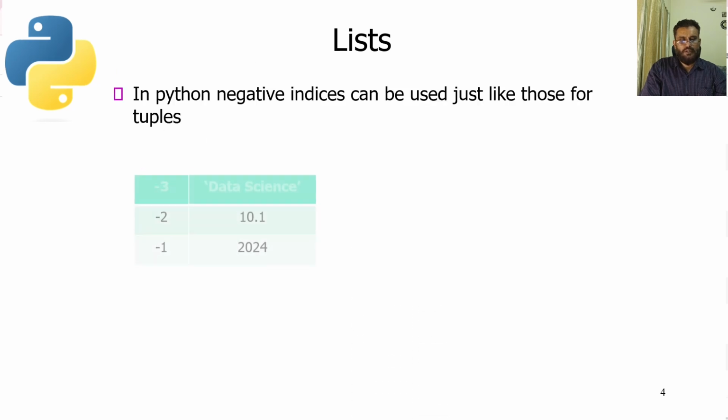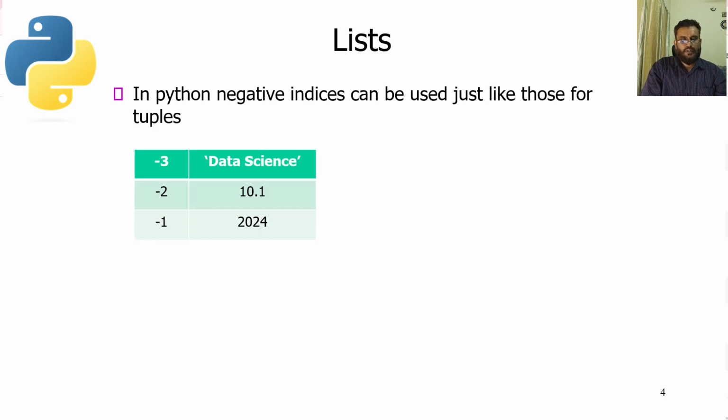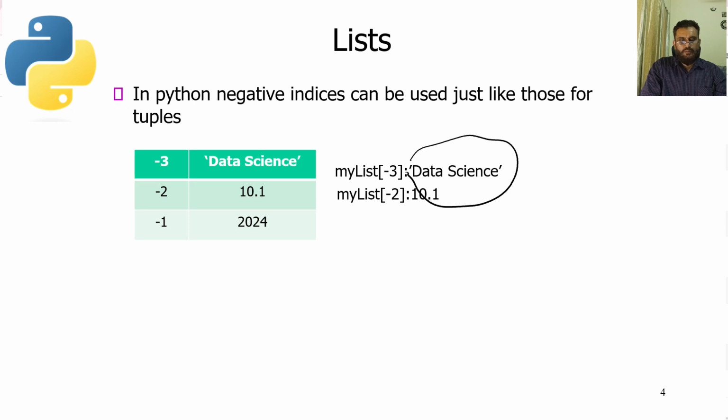In Python, you can also make use of negative indexing, and in that case, the negative indexing starts from the right end of the list. In this case, 2024 will have the negative index -1, 10.1 will have the index -2, and data science will have the index -3. And just as in the case of positive indexing, you can make use of the square brackets to retrieve a specific element at a specific index, which in this case is a negative index. For example, if I write my list -3, I will get the output data science. In the same way, my list -2 will give you 10.1 and my list -1 will give you 2024.